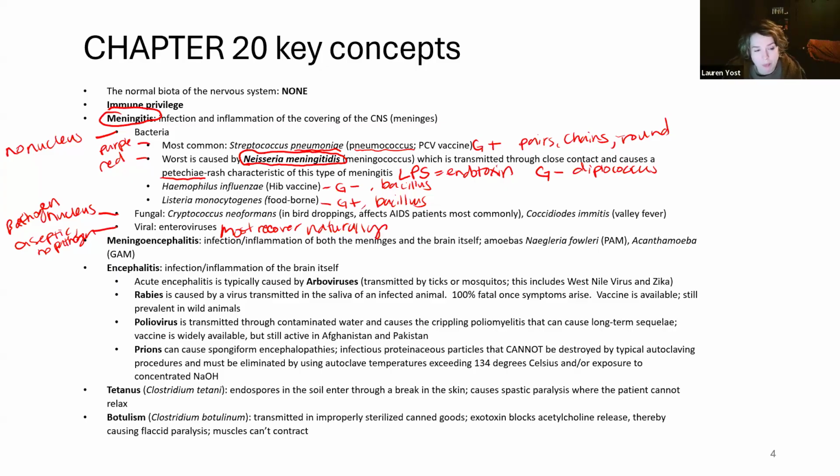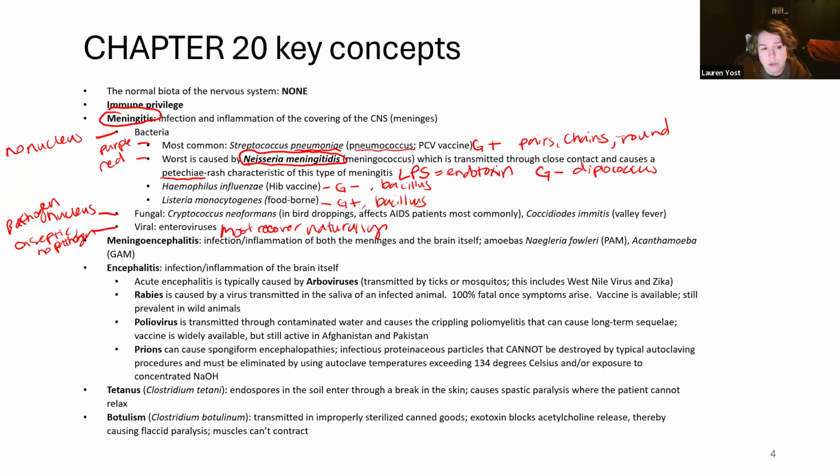Entero means gut. So they got in through ingestion, fecal-oral transmission, but then it migrates into the nervous system. Another virus that is fecal-oral transmission that gets into the nervous system, which we'll talk more about in a moment, is polio. We know that's a nervous system virus. So anyway, that's the viral one.